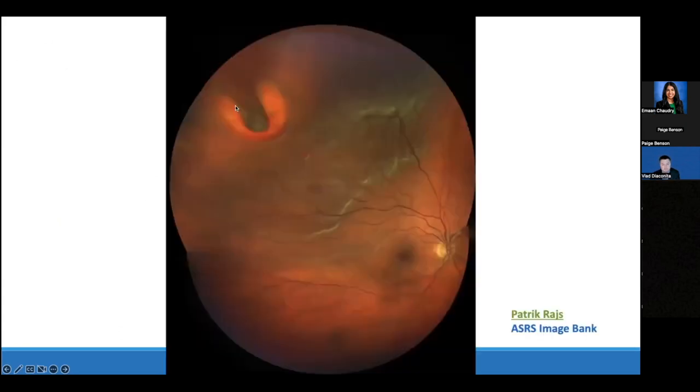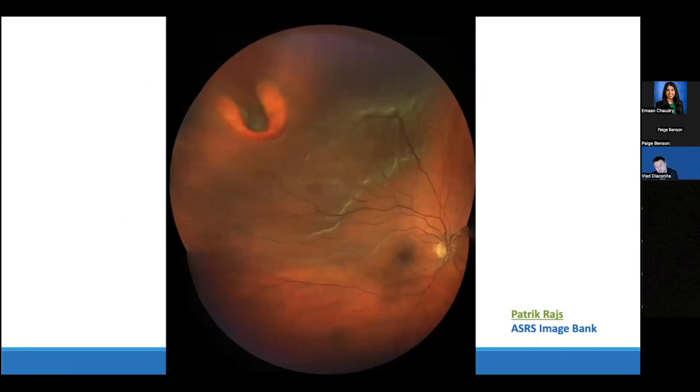So what does it look like? I have a couple of pictures now, with exceptions at the end, which I will show you. All of these images are from a really good resource for everyone. It's called the ASRS Image Bank, the American Society of Retina Specialists Image Bank. It's free.